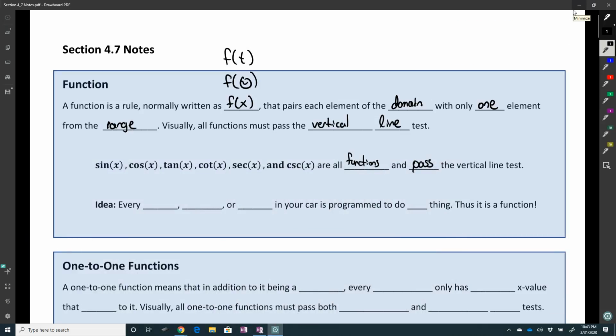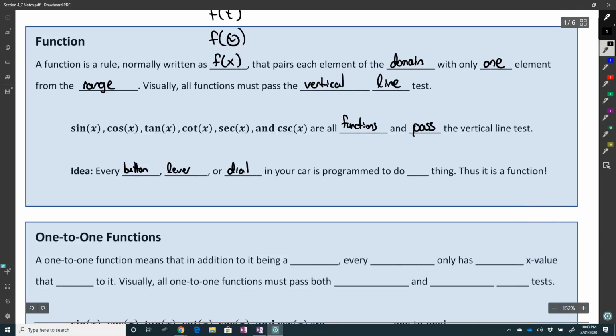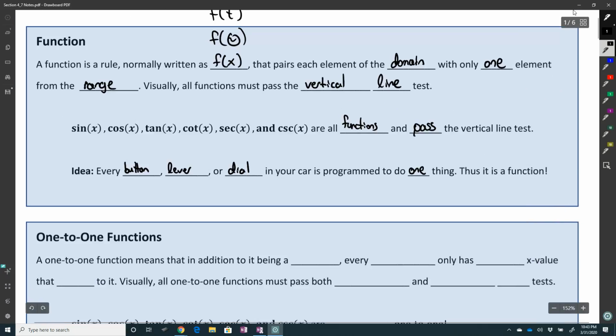The way you can think about it is this is what I tell my college algebra classes. Every button, lever, or dial in your car is programmed to do one thing. So every button in your car does one thing. Every lever in your car does one thing. So you can't push the brakes and sometimes your car stops and sometimes your car, I don't know, opens the trunk. That doesn't happen. Every button is only programmed to do one thing, so therefore it's a function. Anyway, we're not going to focus too much on that.